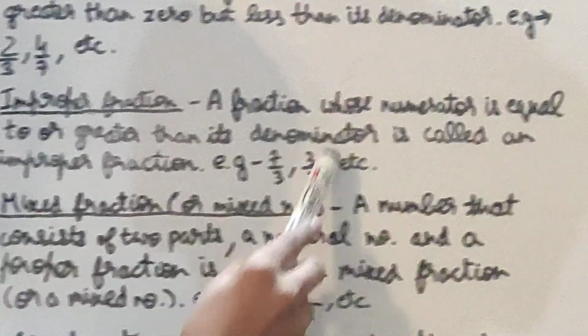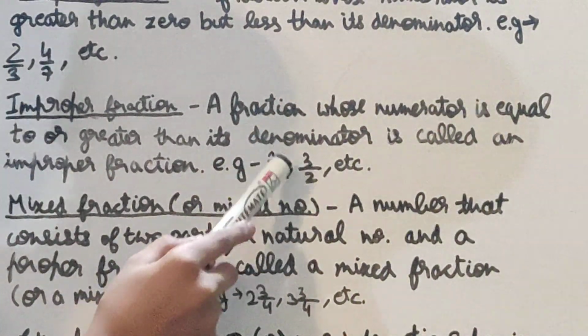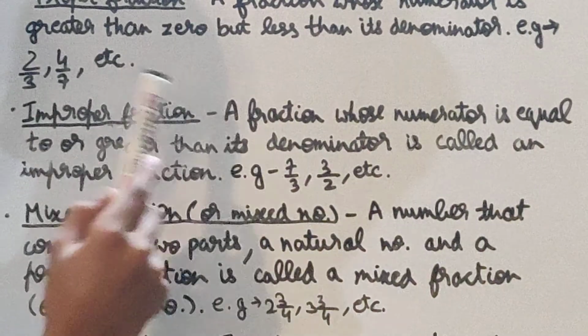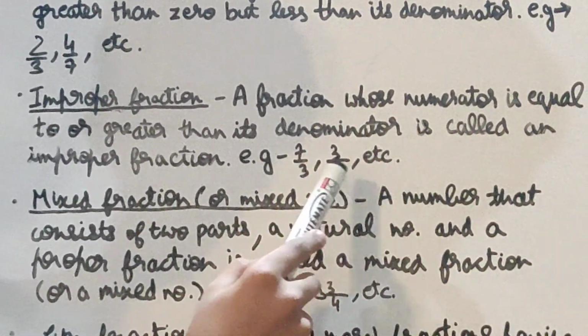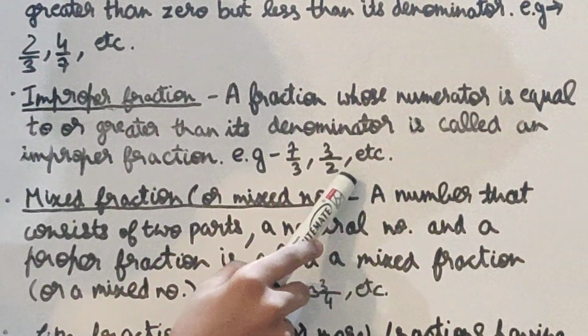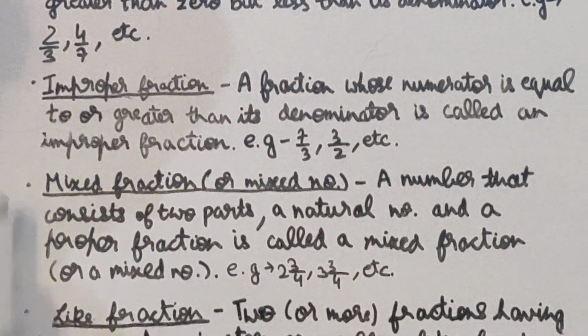Like 7/3, 3/2. Over here the numerator is 7 and denominator is 3. So 7 is greater than 3. So it is an improper fraction. And over here 3/2. It is same because 3 is greater than 2. So these are called improper fractions.